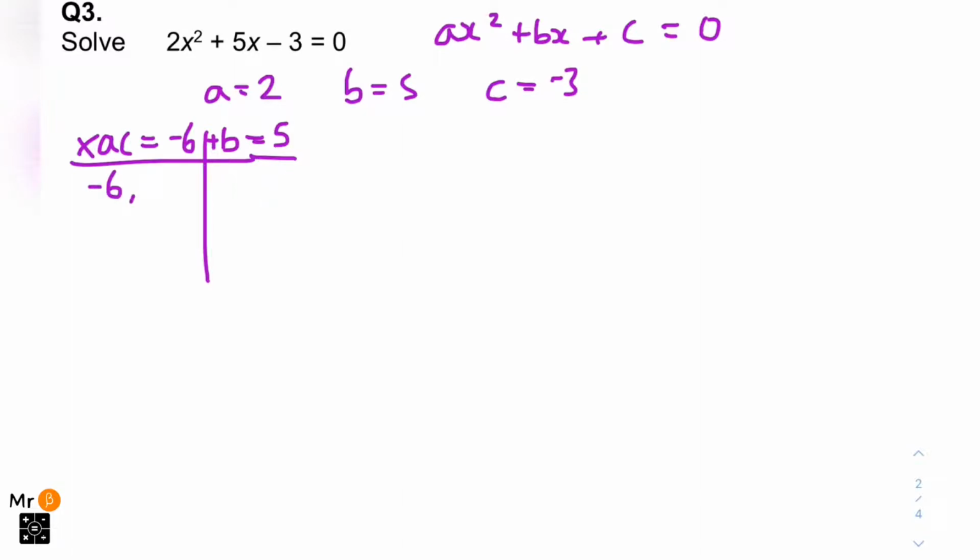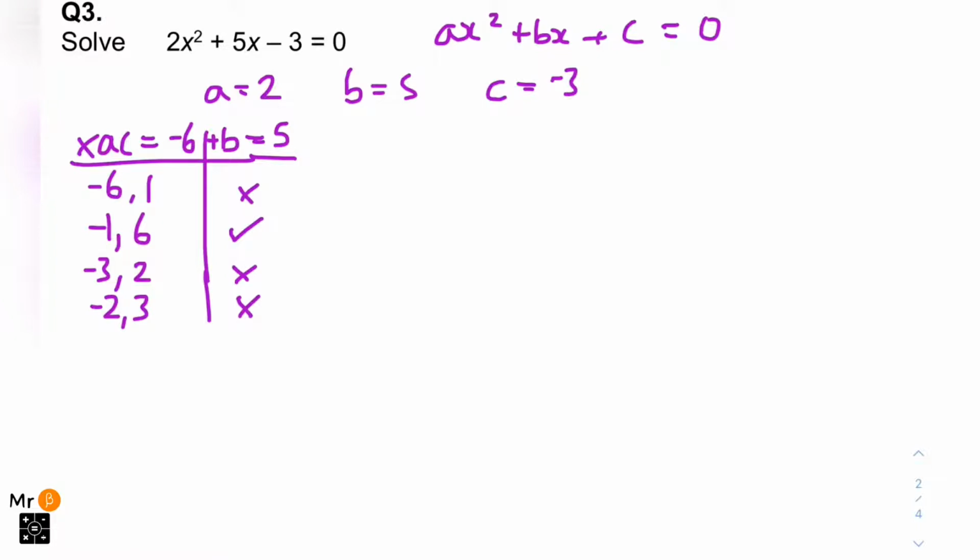So minus 6, positive 1, negative 1, 6, negative 3 and 2, negative 2 and 3. These add together to give minus 5. This adds together to give 5. Let's just check the others don't work. That's minus 1. That's positive 1.